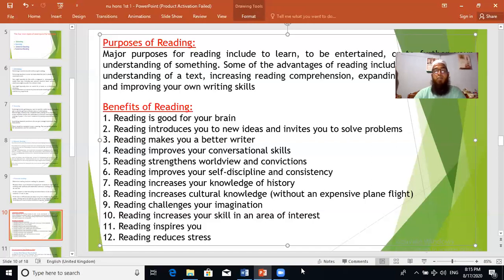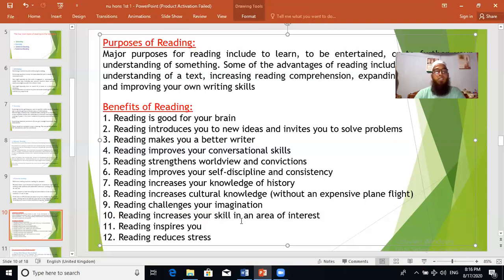You need to make a plane flight, I mean a journey, from Bangladesh to USA or Australia, but by reading, without visiting them physically, you can gain knowledge about their culture also. Reading their literature, reading their books. Reading challenges your imagination. That means actually reading expands your imagination, your imagination power.